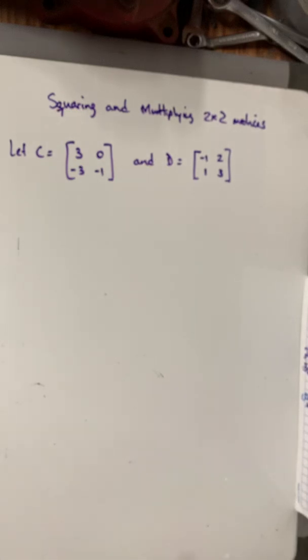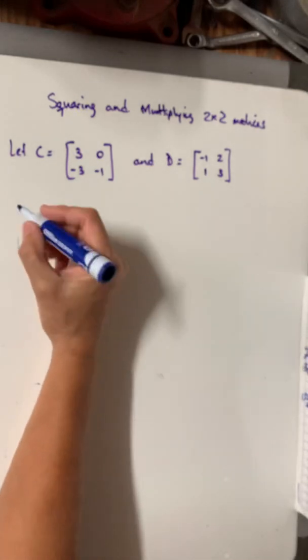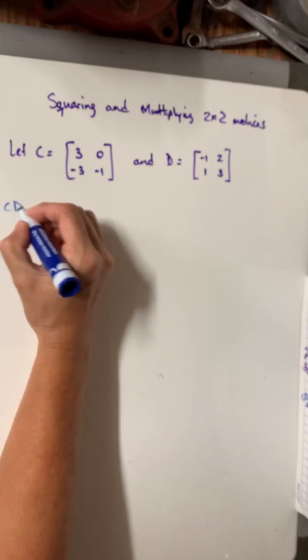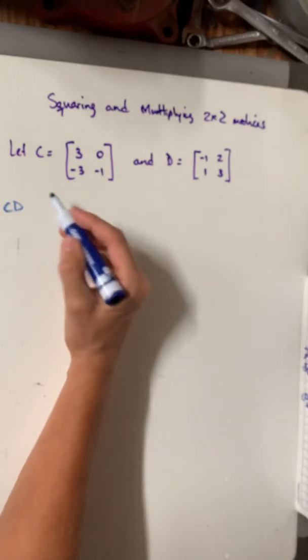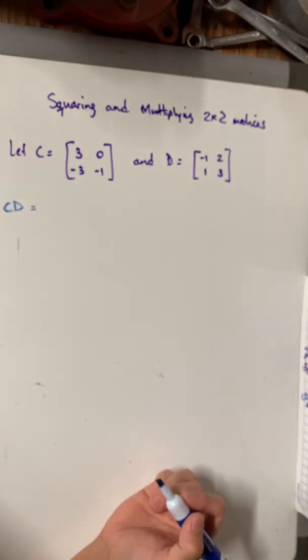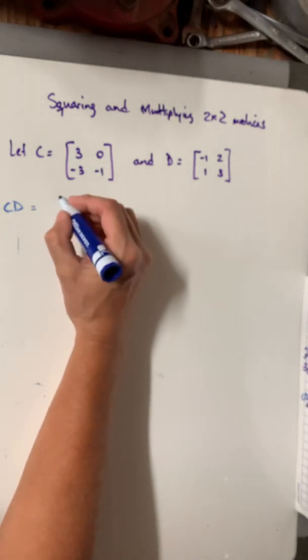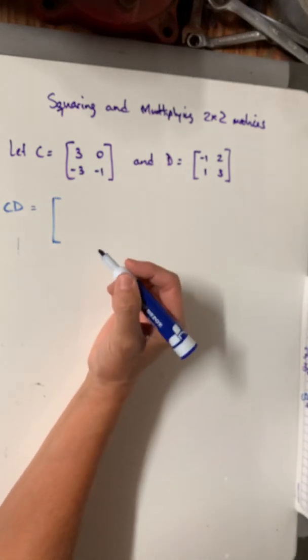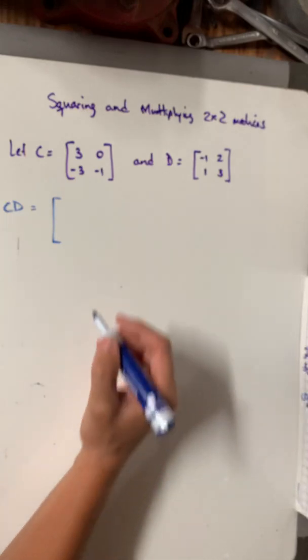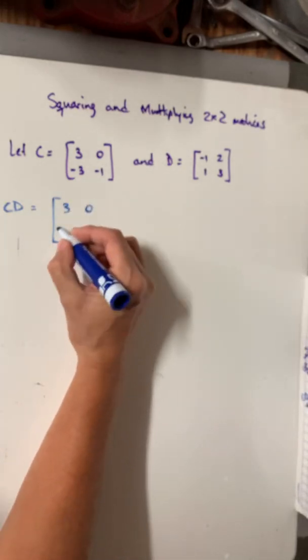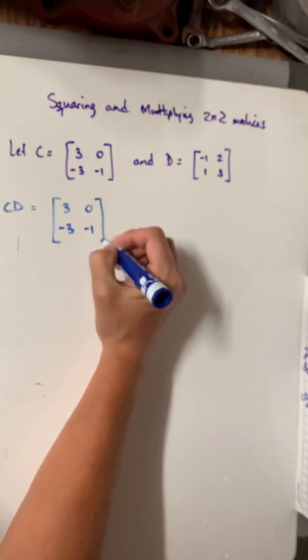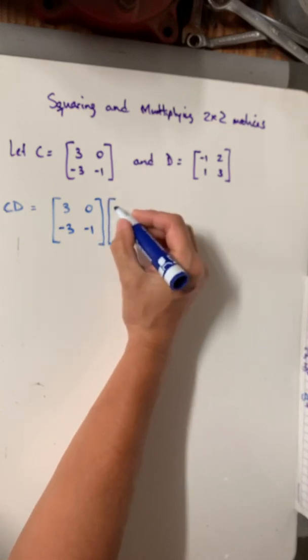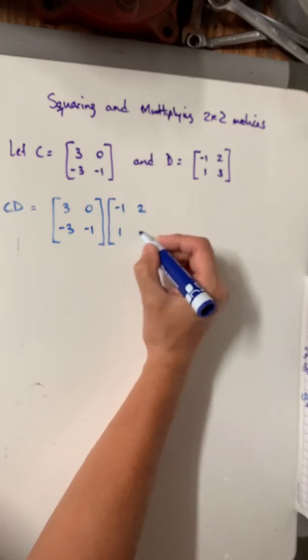In this video, I'm going to show you how to multiply 2 by 2 matrices. So in the first problem, they want us to do C times D. It's important that you keep it in the order that they tell you. So C is 3, 0, negative 3, negative 1, and I'm going to multiply that times D, which is negative 1, 2, 1, 3.